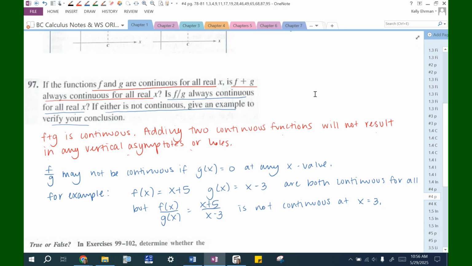Is f divided by g always continuous for all real x? So f divided by g might not be continuous. My example here was: if g of x equals 0 at any point, you get a discontinuity, right? So say f of x is x plus 5, g of x is x minus 3. On their own, those are two continuous functions. They're two lines, defined for all real x. But when I make it x plus 5 over x minus 3, now that f divided by g function is not continuous at 3. So that's just one example.